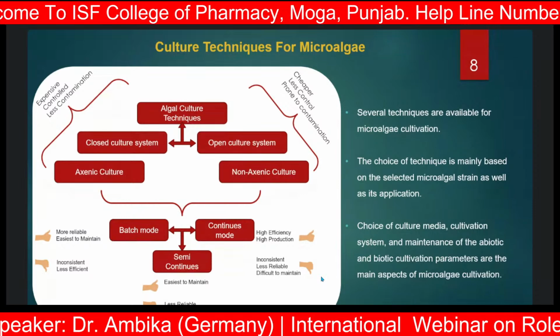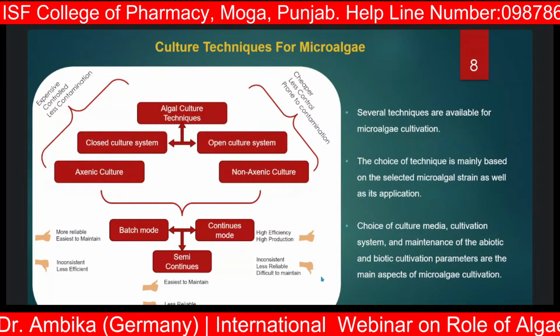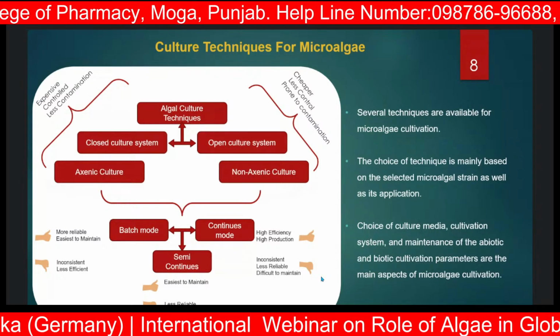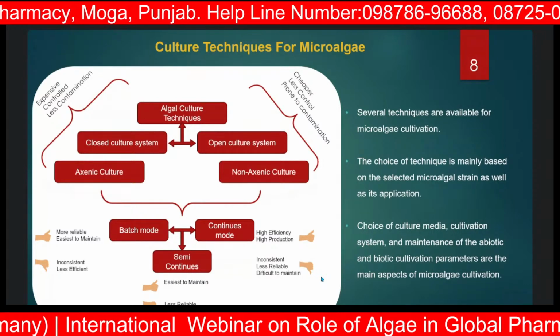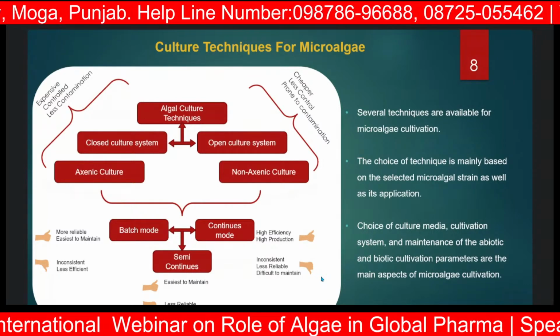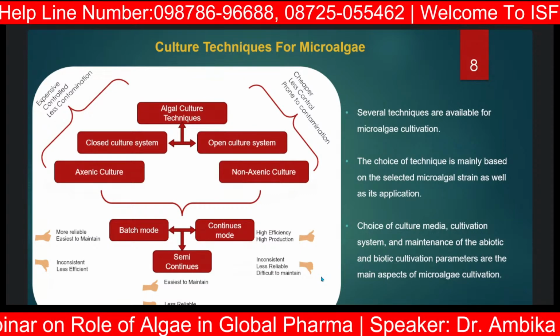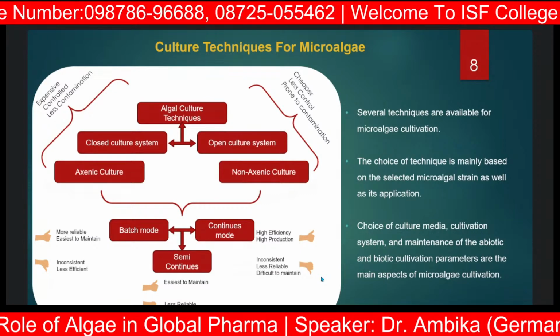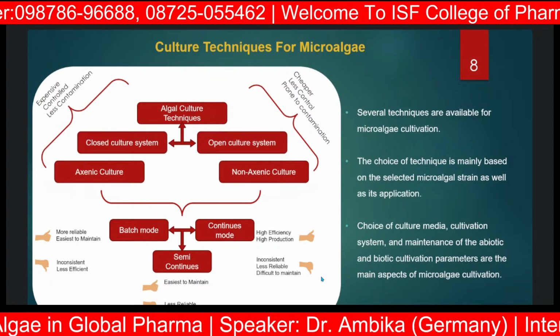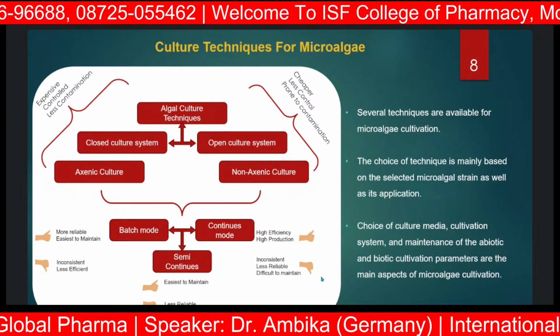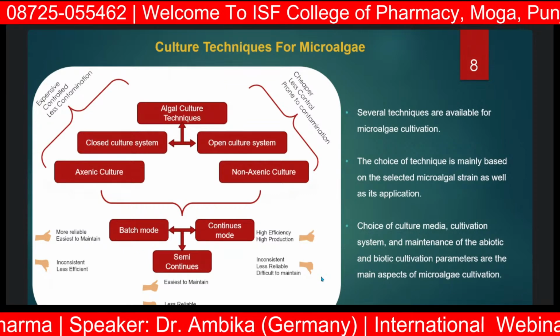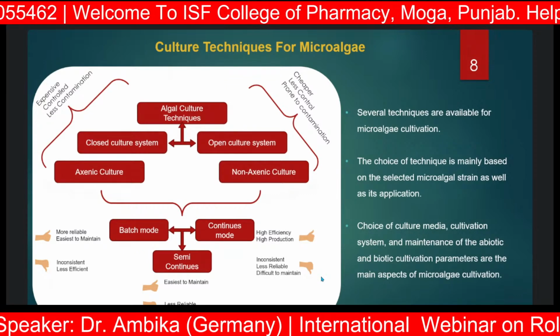How well these strains are adapted to physical factors like temperature, pH, light, and nutrients is important, because these factors are completely dependent on the strains. If the strain is well adapted, you can expect good biomass and good yield out of it.